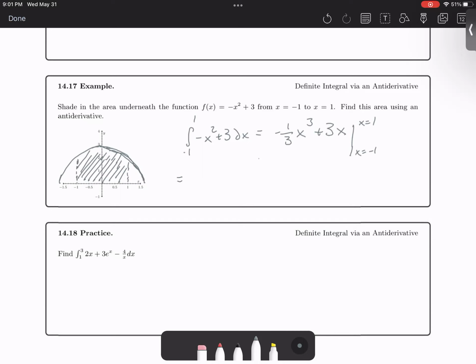So if I plug 1 in, I get minus 1/3 times 1 cubed plus 3 times 1. All right, that's my antiderivative at the upper bound. Now I subtract the antiderivative at the lower bound.